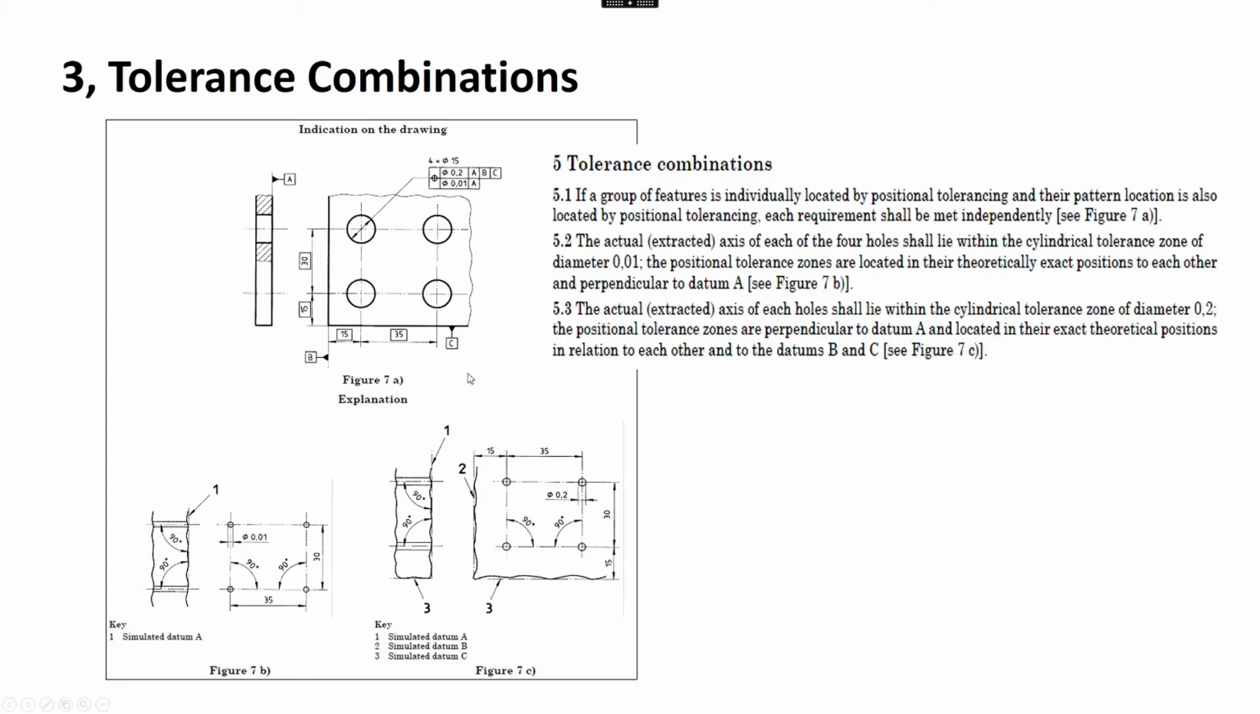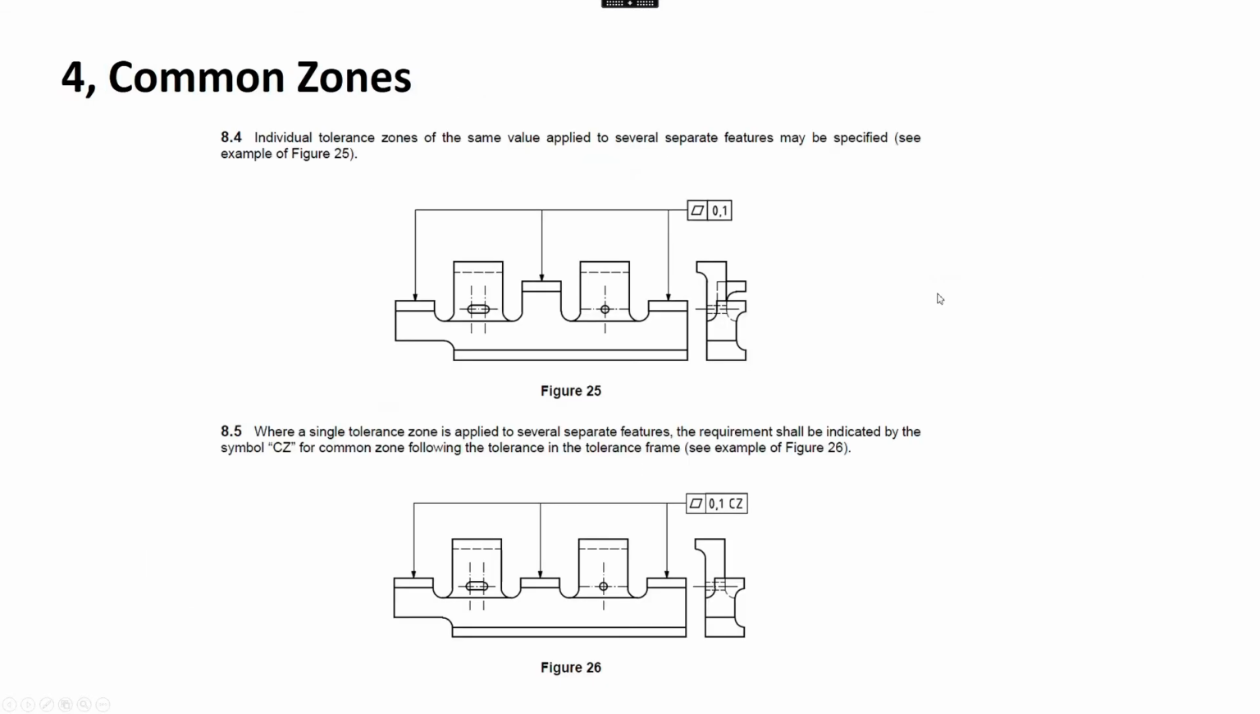And that's basically how these tolerance combinations work. You have to satisfy this one and this one at the same time. Okay, common zones. So common zones, used on flatness a lot. I think this bottom example is very, very good.